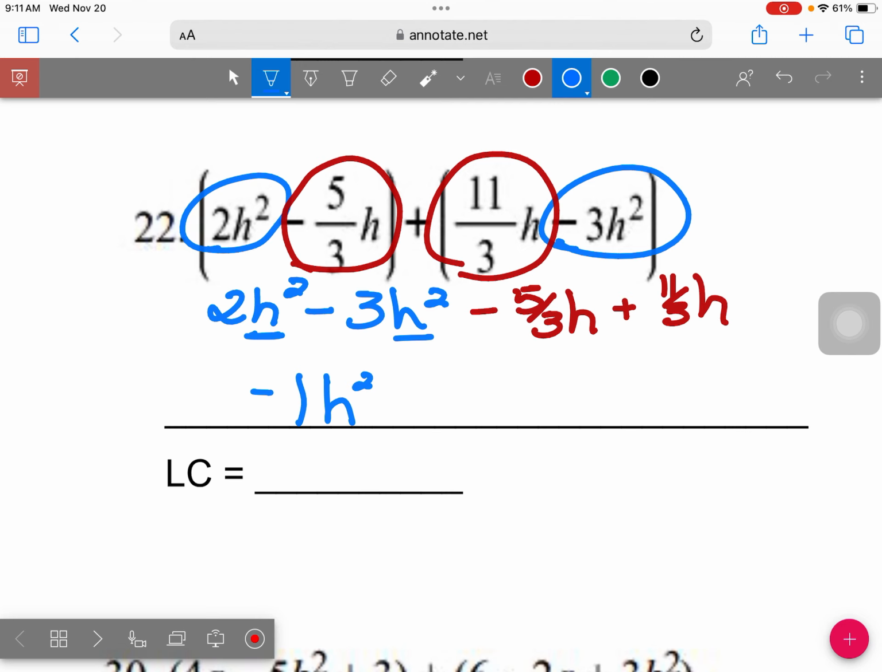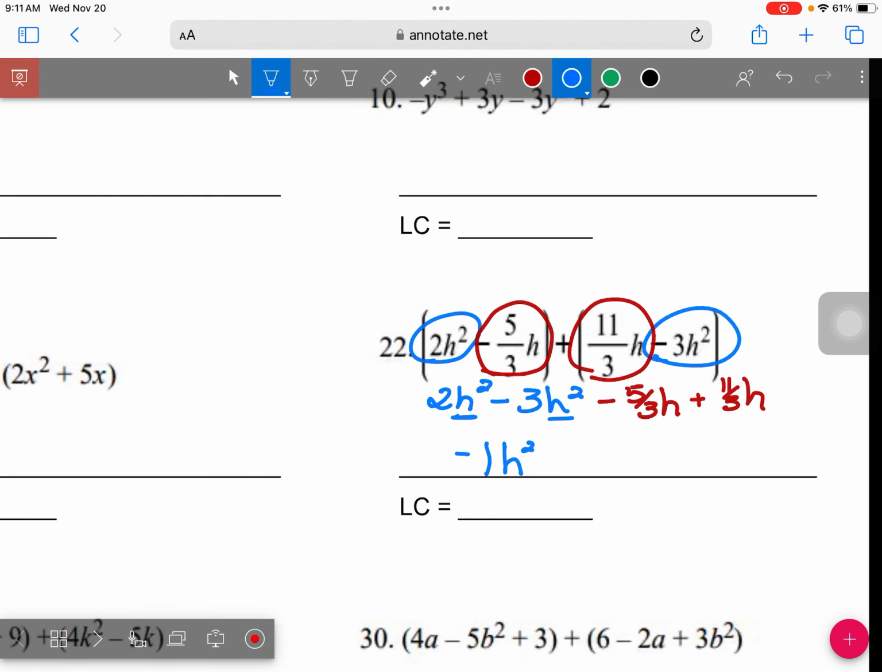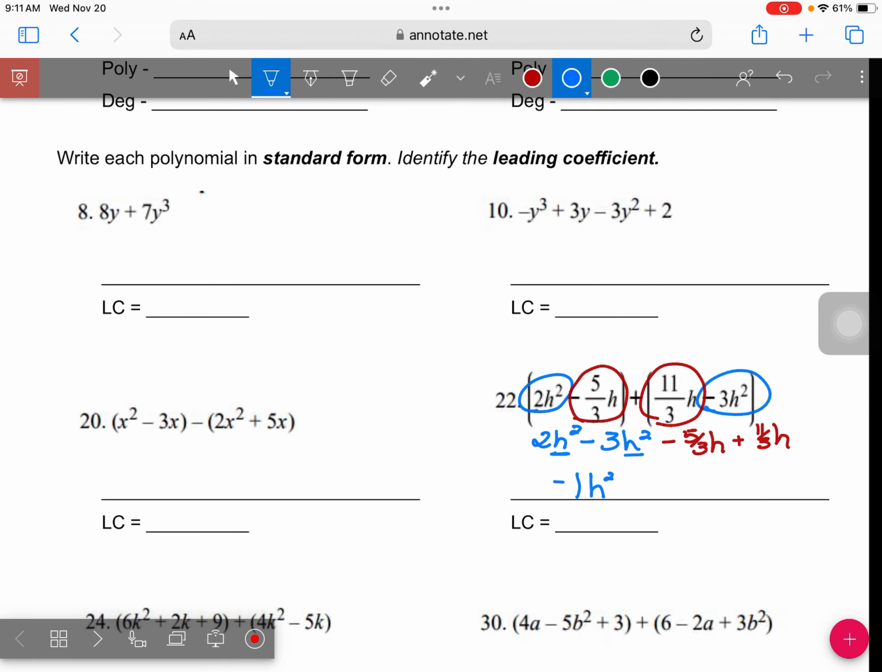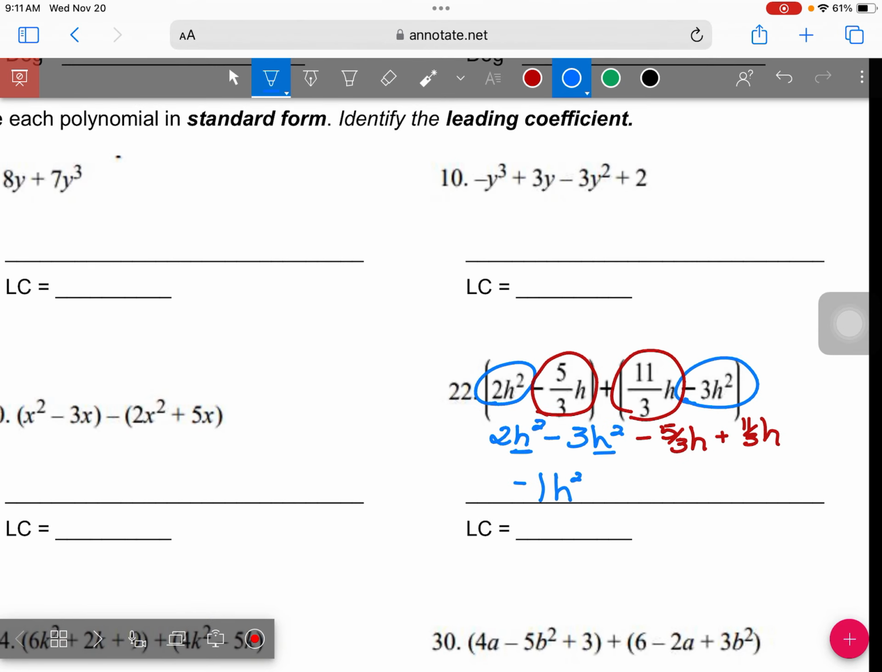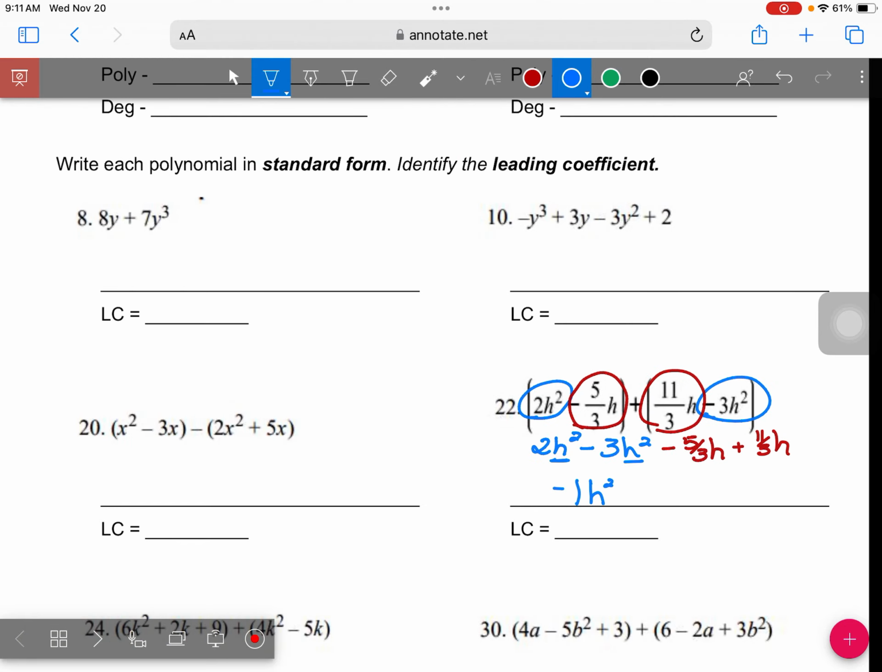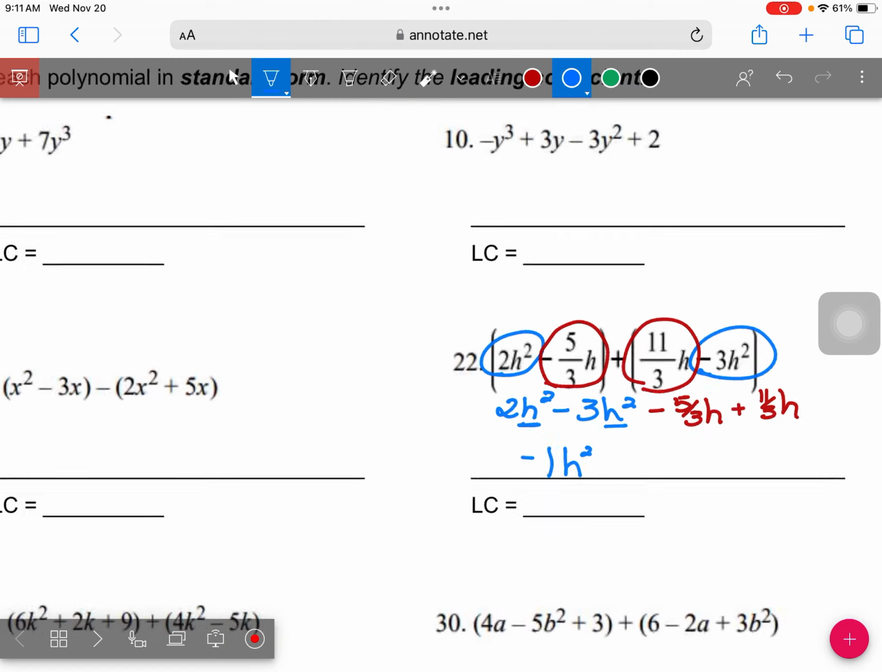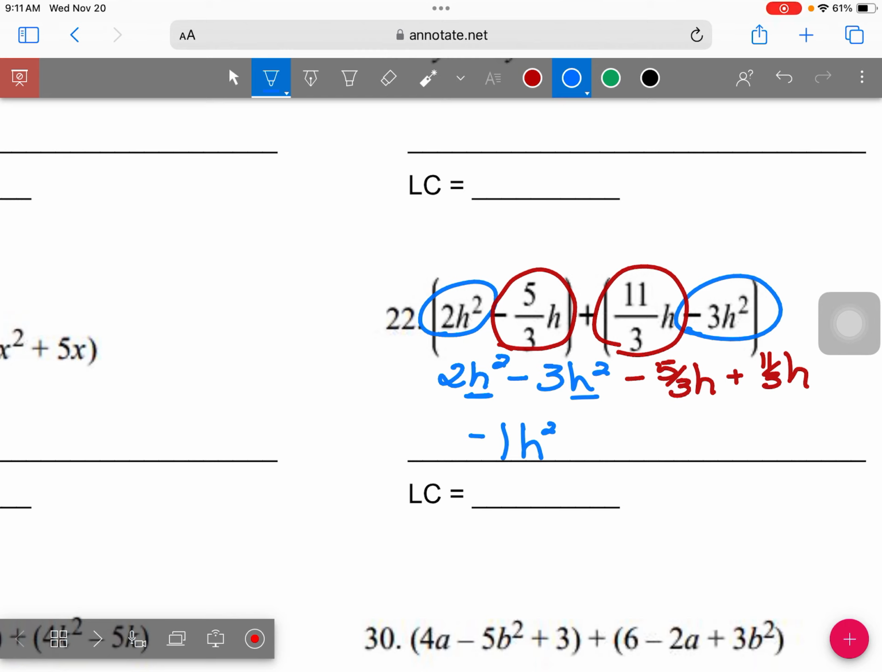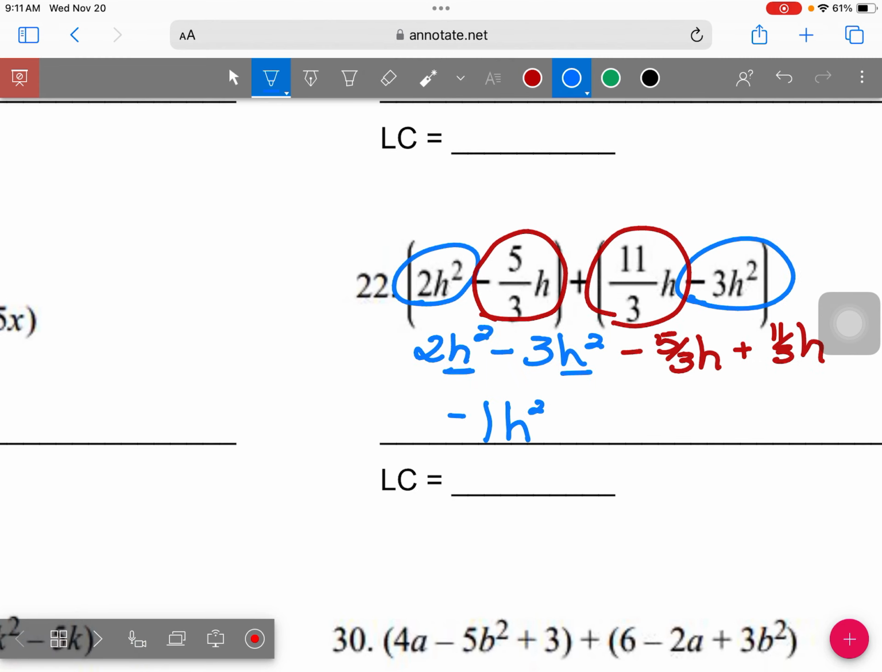Solving. Okay, right. We're not solving, but if you put it in standard form, you have to simplify and combine like terms, and then you want to put them in order from greatest degree to smallest degree. Okay? So 2h squared and negative 3h squared are definitely like terms, right? So we need to combine those. Yes. So that is negative 1h squared.